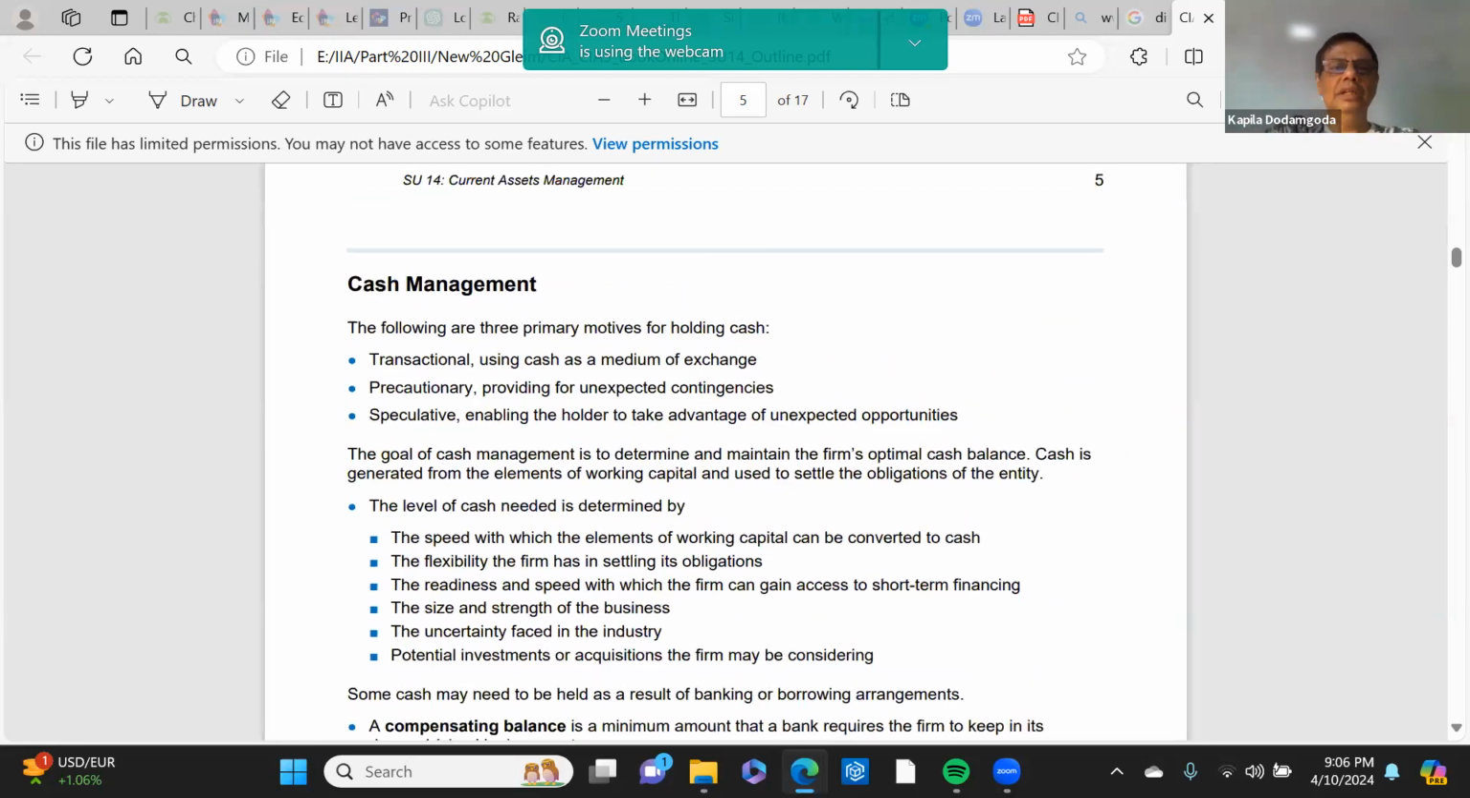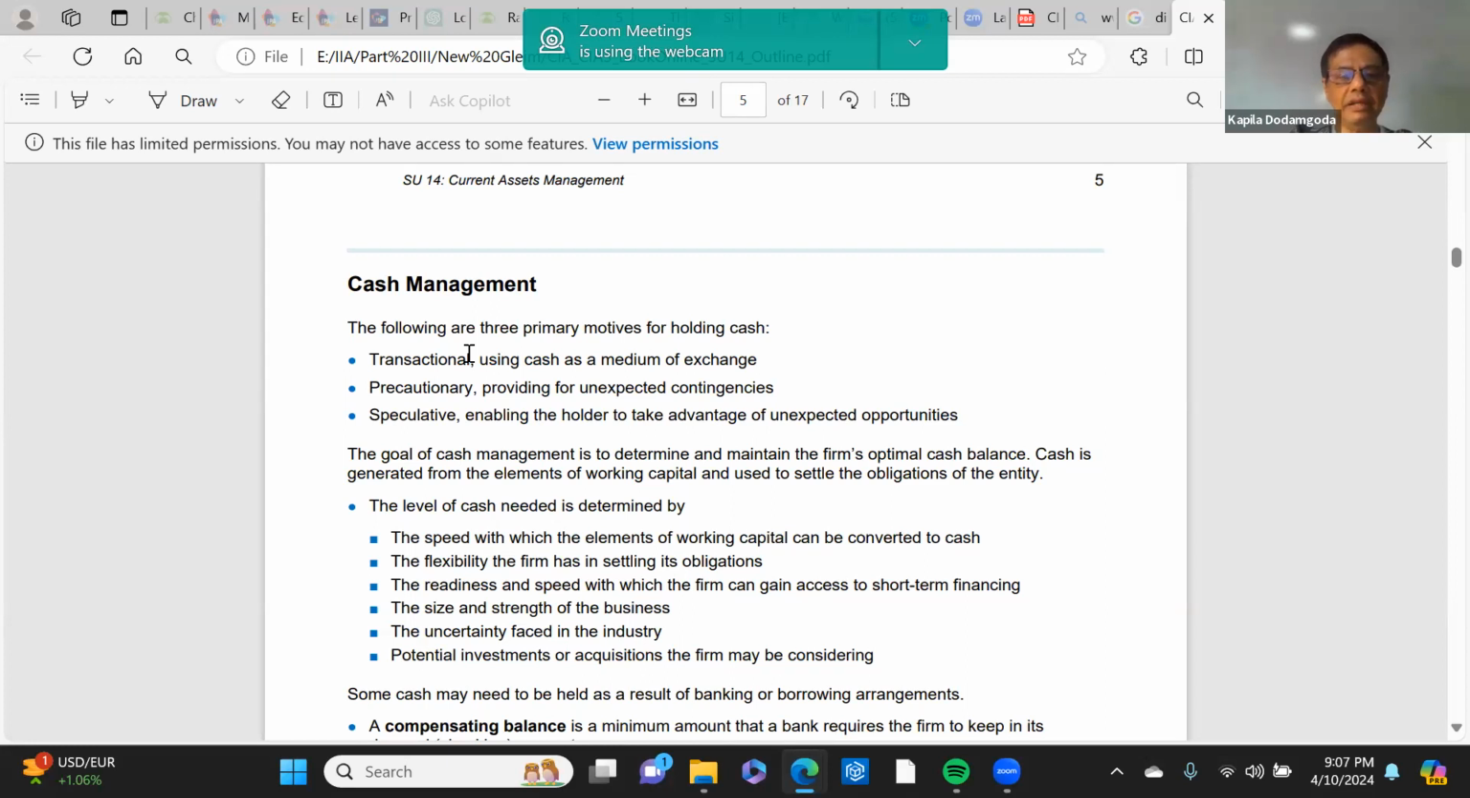Okay, when you look at why we need to hold cash, there are three motives. One, transactional motive: we need to have cash, because whenever there is a transaction, as a medium of exchange, we need to have cash. That is a transactional motive of having cash to meet a transactional requirement.